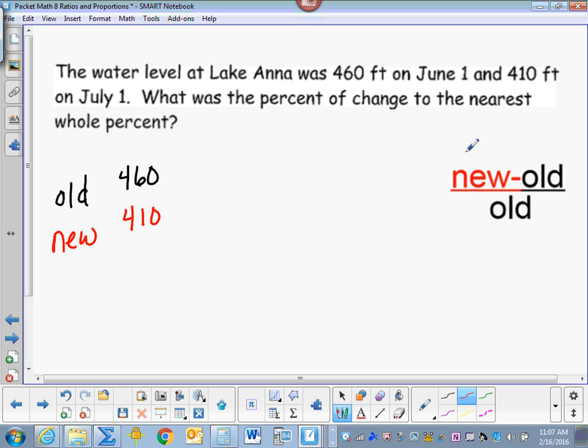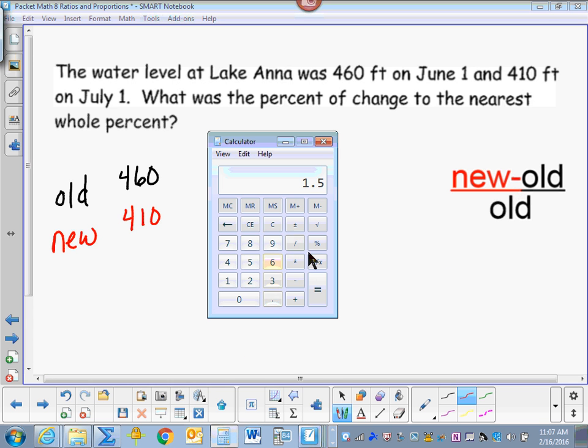So in order to calculate the percent of change, we're going to take the new minus the old divided by the old using our calculator. So the new water level is 410 minus the old water level of 460 equals, divided by, and what did we start with? 460. So the percent of change to the nearest whole percent would be a negative 11%.